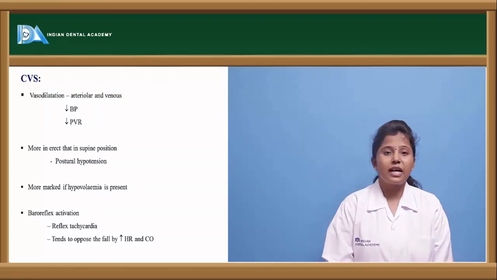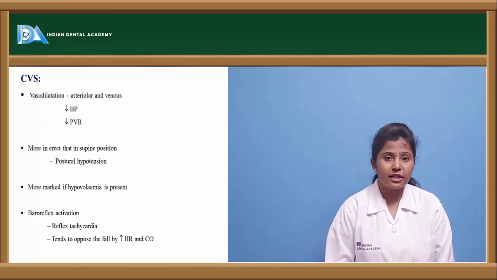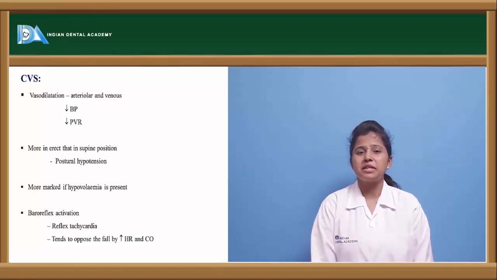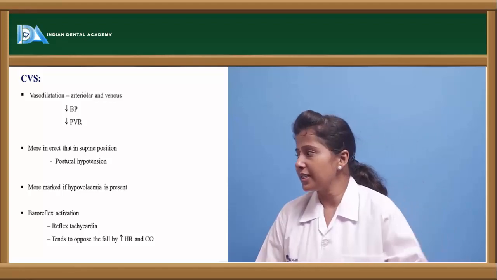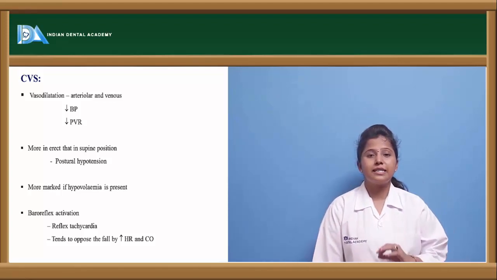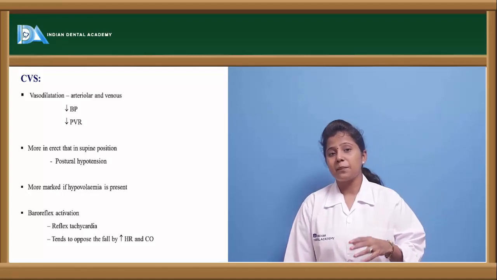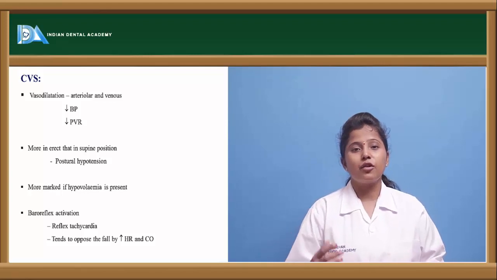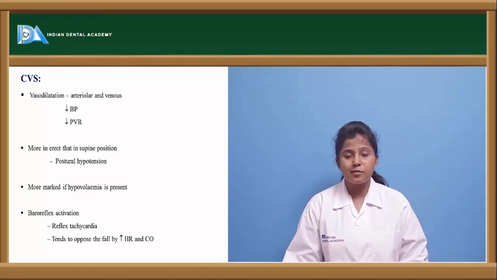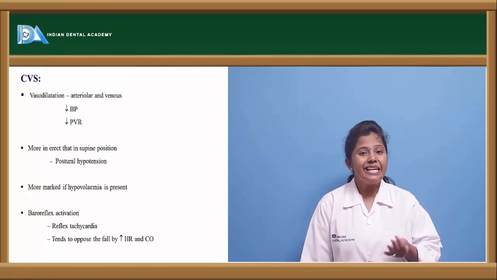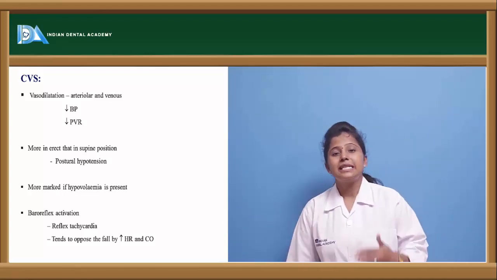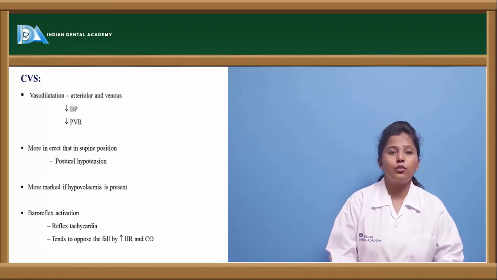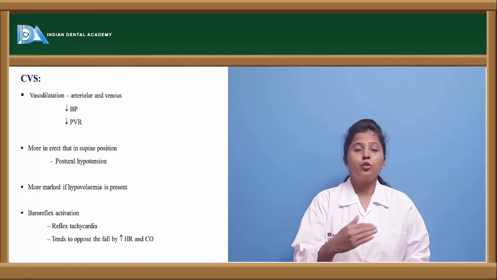Let us see the effect on the cardiovascular system. On the cardiovascular system, it causes fluctuations in the vascular tone. So what exactly happens because of the fluctuations of vascular tone? Here we can see there occurs vasodilation of arteries and veins. If the relaxation of the vascular smooth muscle takes place, then automatically there will be decreased blood pressure as well as decreased peripheral vascular resistance. This is the resistance which is shown by the vascular system towards the blood flow.